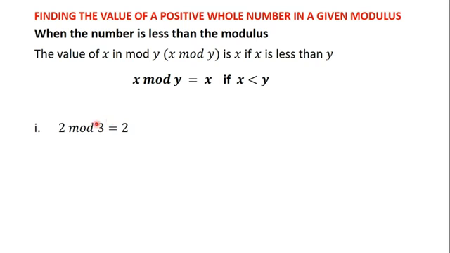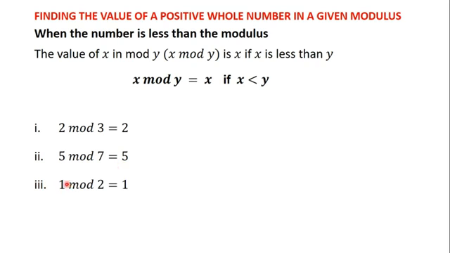So for example, 2 mod 3 is equal to 2. 2 is less than 3, so 2 in mod 3 will give us 2. Here's another example. 5 mod 7 is equal to 5. The number 5 is less than the modulus 7, so 5 in mod 7, which is written as 5 mod 7, is equal to 5.